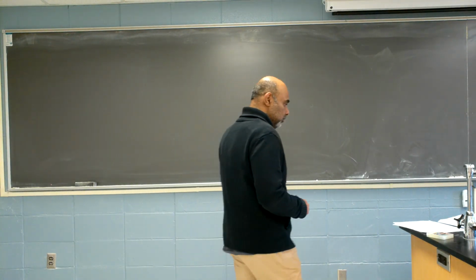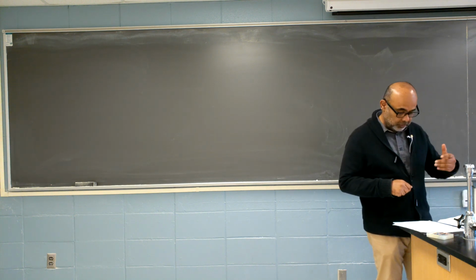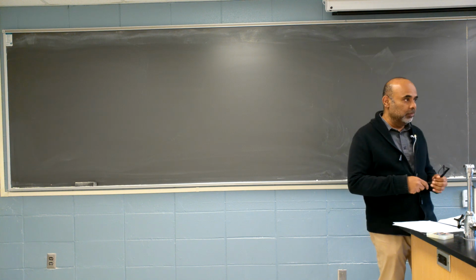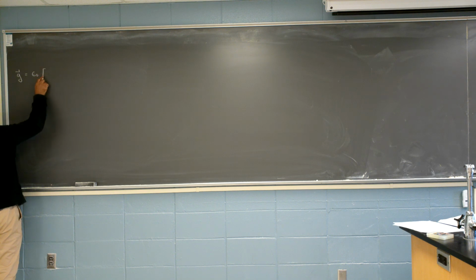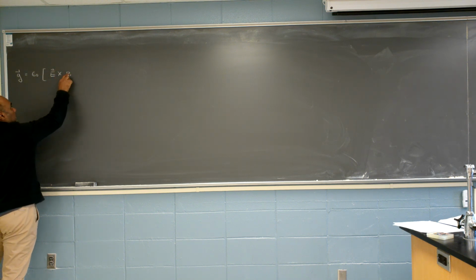Okay, so just problems today. Just to remind ourselves of what we're doing. We talked about angular momentum. What was the angular momentum density? It was G. It was epsilon naught E cross B.